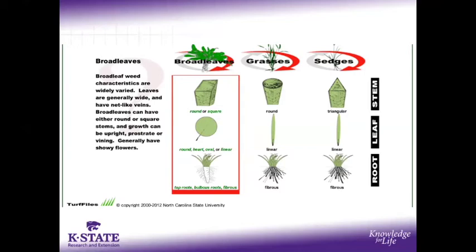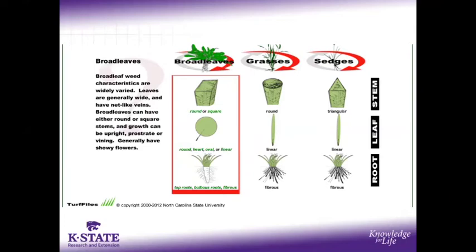Broadleaf weeds have square stems, round stems, all sorts of stems. Their leaves are more like an oak leaf or an ornamental plant type. They're going to be very broad. The veins are going to be networked in the leaves, okay? And it can have all sorts of types of different roots. We're not even going to get into it. Dandelion has a big taproot on it, okay?